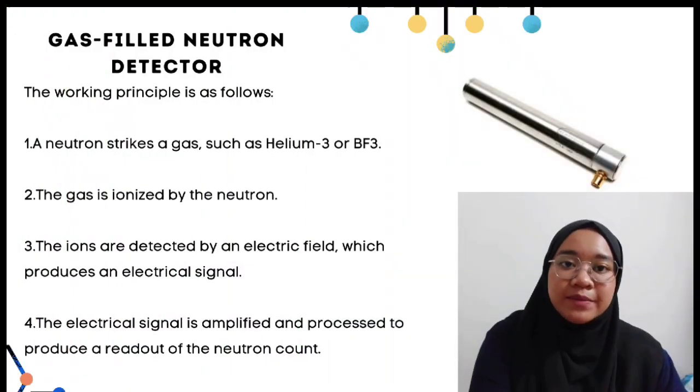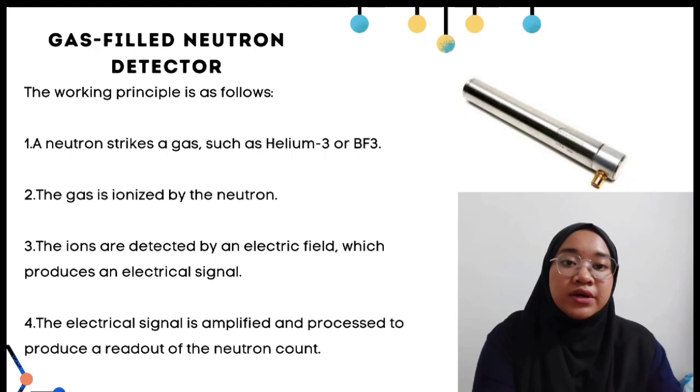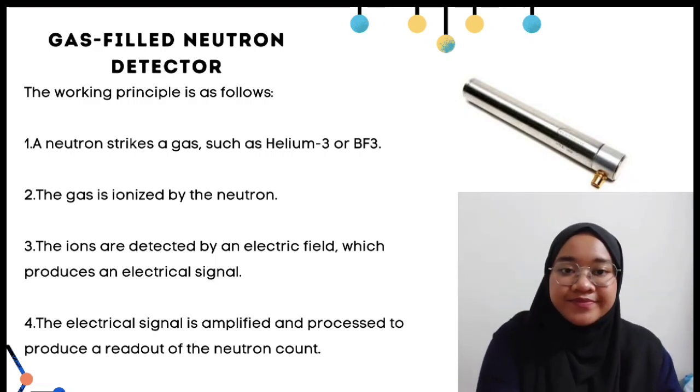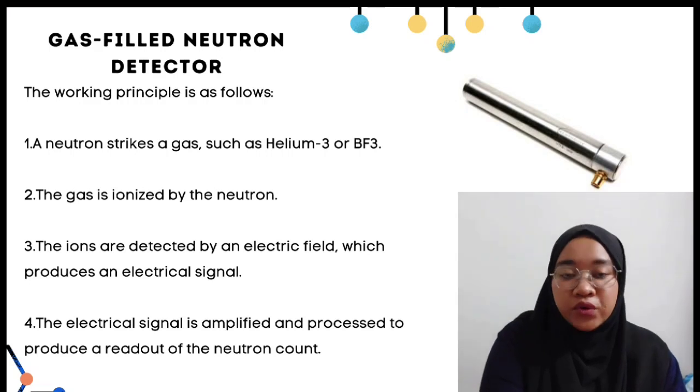Next is the working principle of the gas-filled neutron detector. A neutron strikes a gas, then the gas will be ionized by the neutron. The ions are detected by an electric field, which produces an electrical signal. Then, the electrical signal is amplified and processed to produce a readout of the neutron count.